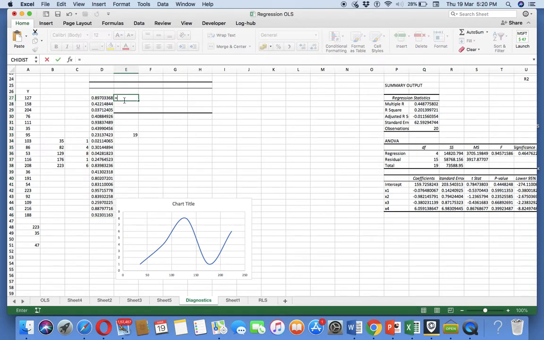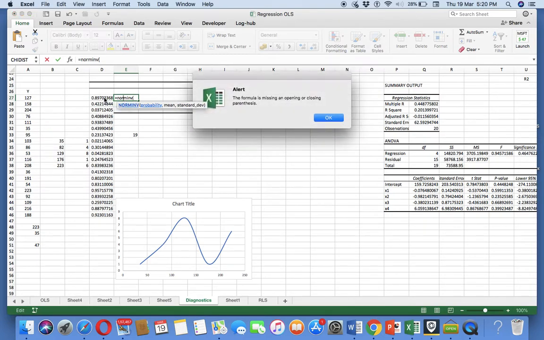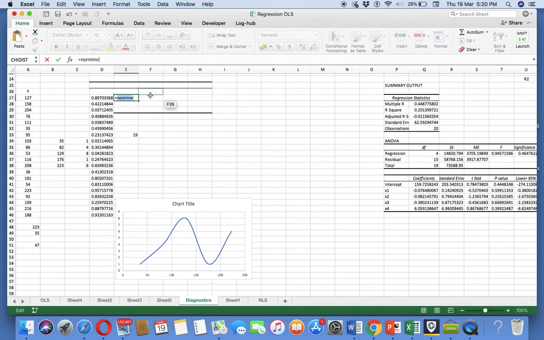And I say equal to NORMINV. The probability is a random number. The mean, I should have calculated the mean. I can do a mean over there. And I need a standard deviation also. I'll keep the standard deviation at 53 and 54. I'll close the bracket, enter. So these I will fix.